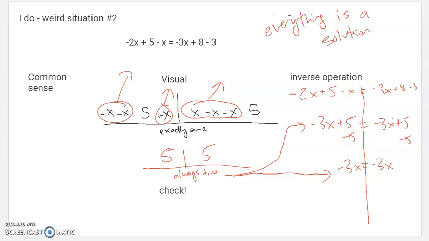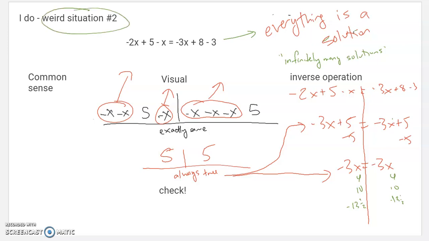So in math, the common sense way to think about it is everything's a solution. Like if I put in 4, this is true. If I put in 10, this is true. If I put in negative 13.5, this is true. No matter what number you make x be, this equation is always true. Everything's a solution. In math, we say it has infinitely many solutions. Every possible thing is a solution. So that's our 2 weird situations.